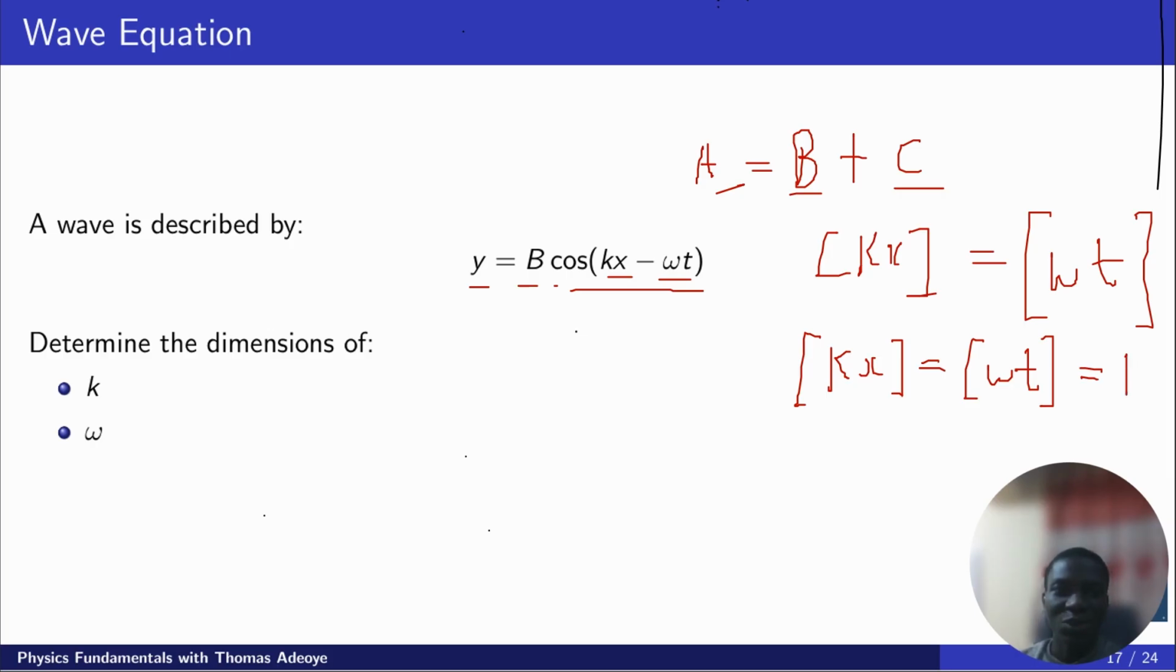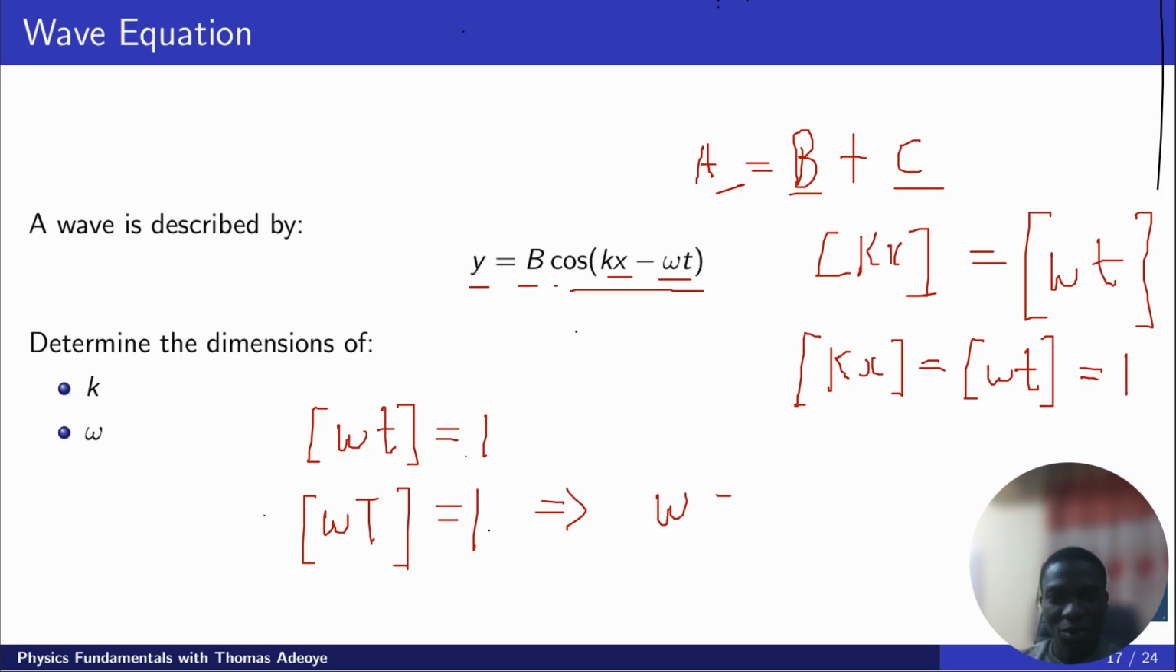As we did in the previous slides, to find the dimension of omega, this equals 1. Now t stands for time. So what's the dimension of time? That is capital T. So we can say omega t is equal to 1, and this implies that omega will be equal to 1 over t. You divide both sides by t. So the dimension of omega is T raised to the power minus 1.